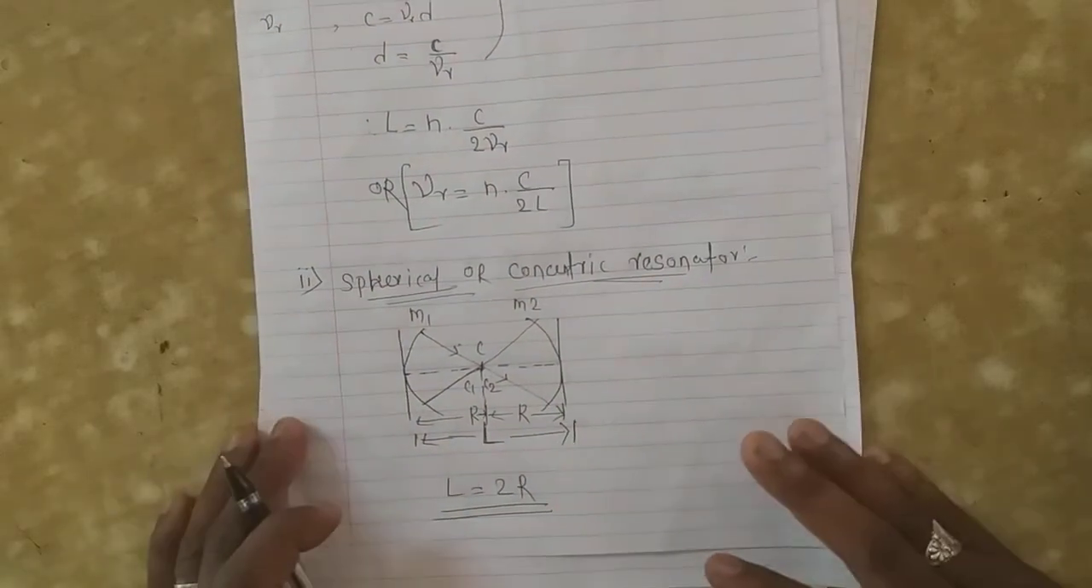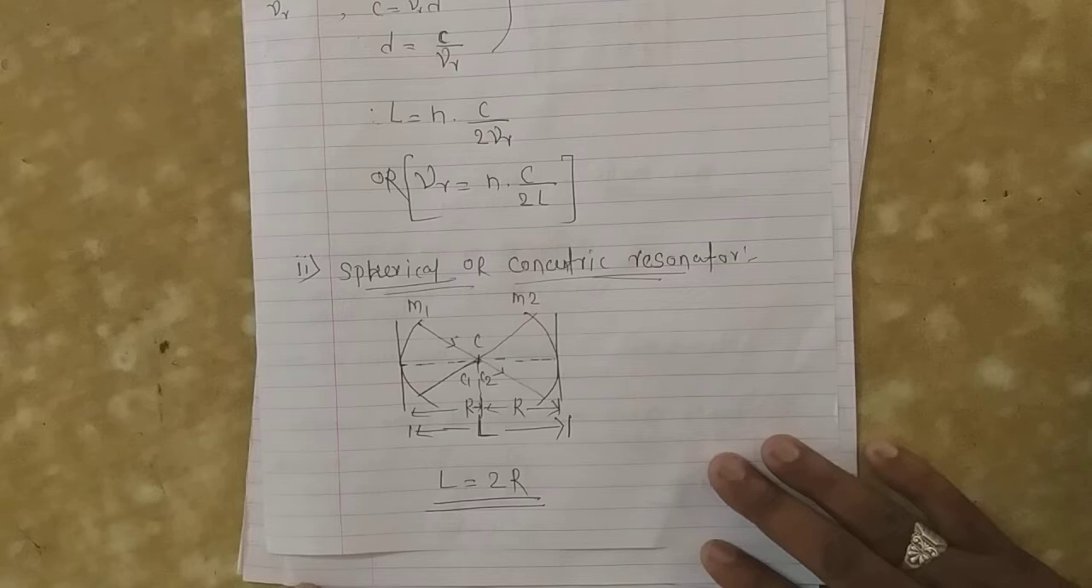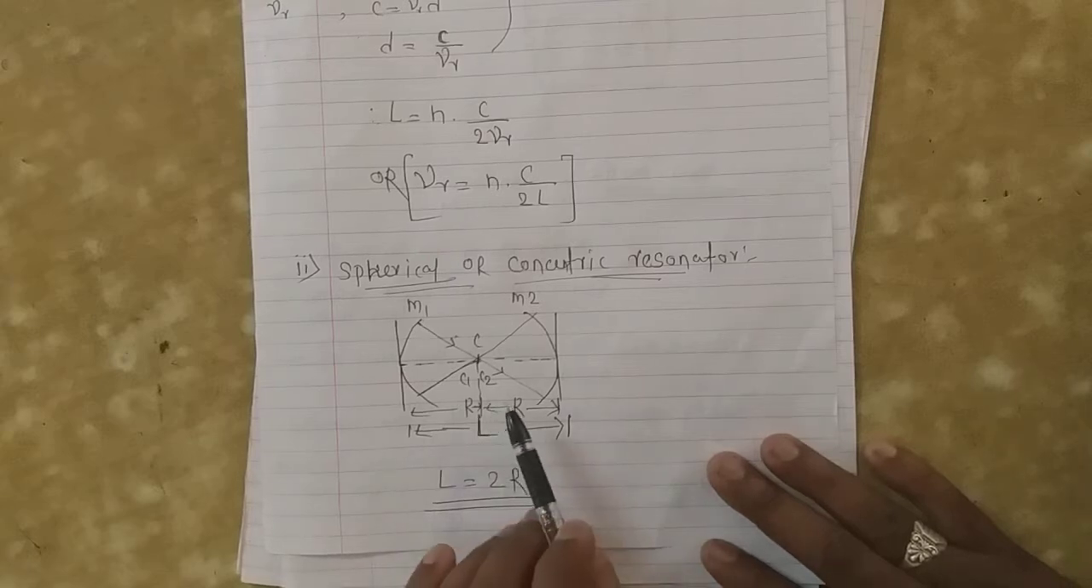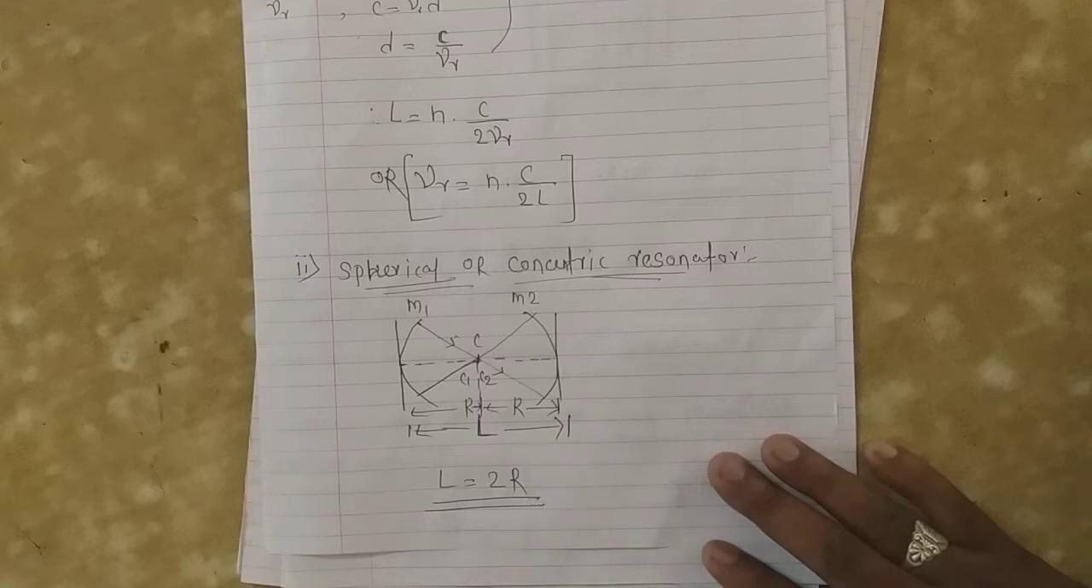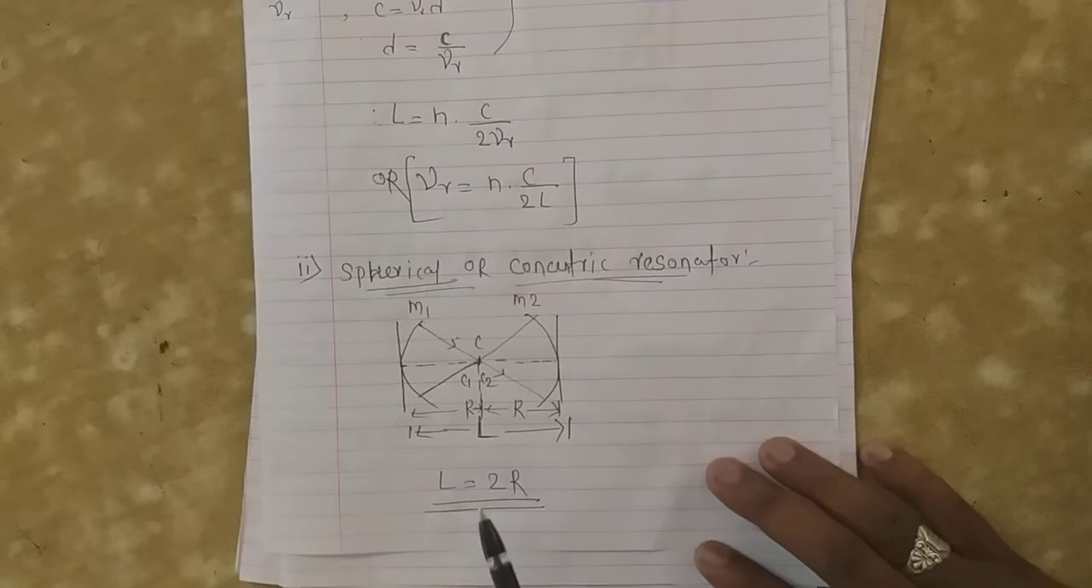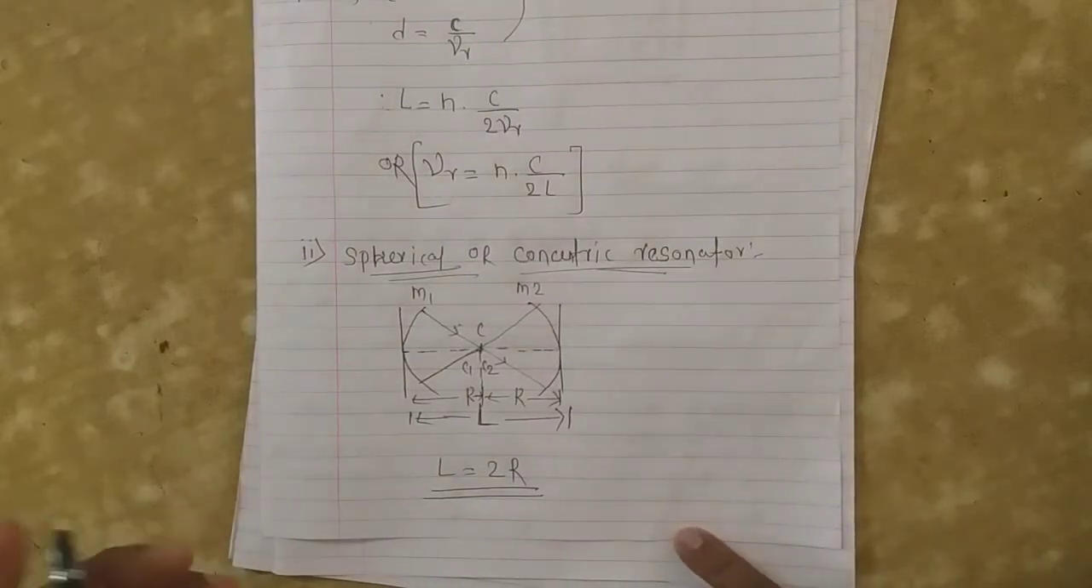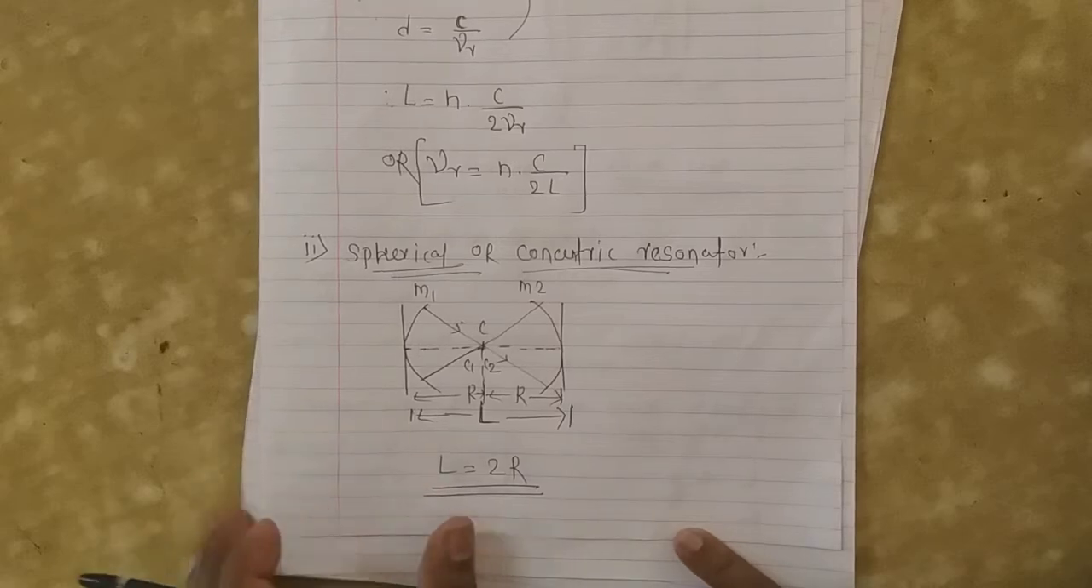No other information about the spherical or concentric resonator. It consists of two spherical mirrors with equal radii R. The mirrors are separated by a distance, and the centers of curvature C1 and C2 coincide. That means the length L of the two mirrors is equal to 2R.